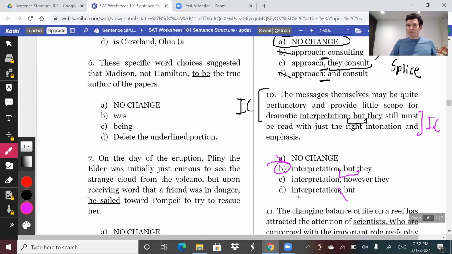The messages themselves may be quite perfunctory and provide little scope for dramatic interpretation, comma, however, so we have an independent clause before the however. After the however, we have, however, they still must be read with just the right intonation and emphasis. So we have an independent clause after the comma and the however. Hopefully what you're shouting at your screen right now is that a comma with however, a conjunctive adverb, is a comma splice. However does not have the power that but does. C would be correct if it was semicolon, however, comma. Then we'd be allowed to hold up the two independent clauses.